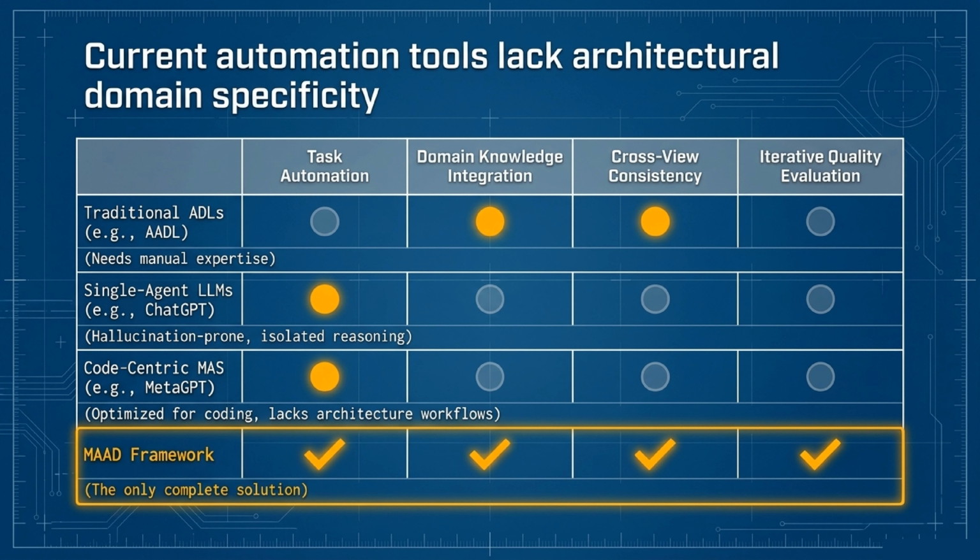You might be wondering, don't we have automation tools for this? The truth is, current automation tools lack architectural domain specificity. Traditional architecture description languages require manual expertise, while single-agent LLMs like standard ChatGPT are prone to hallucinations and isolated reasoning. Even code-centric multi-agent systems, like MetaGPT, are optimized strictly for coding and lack true architecture workflows.